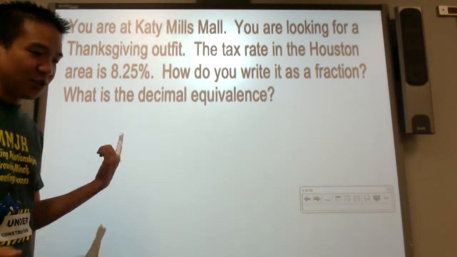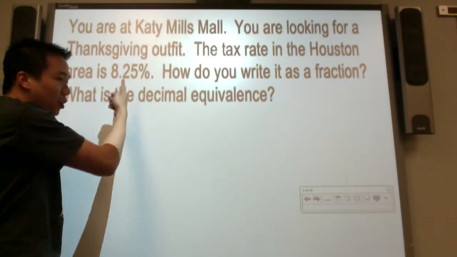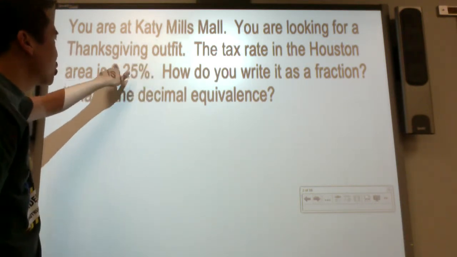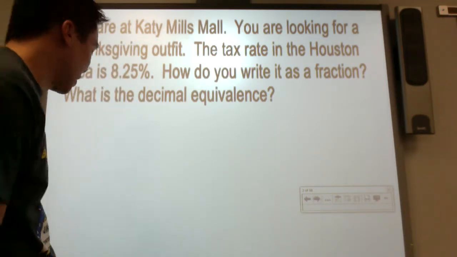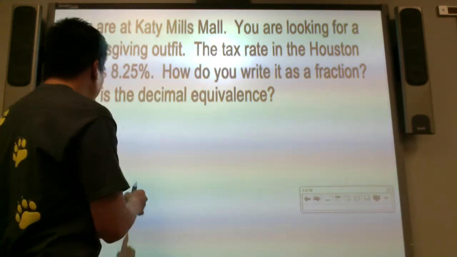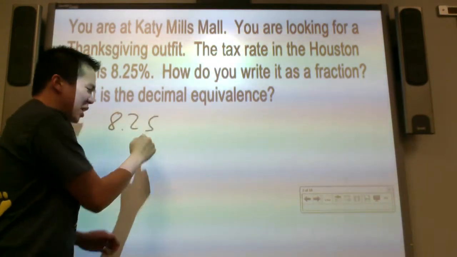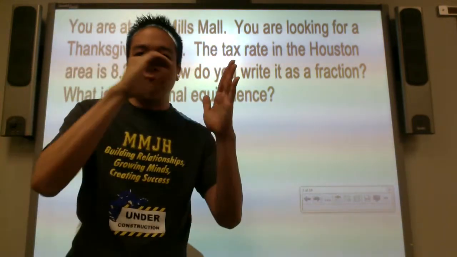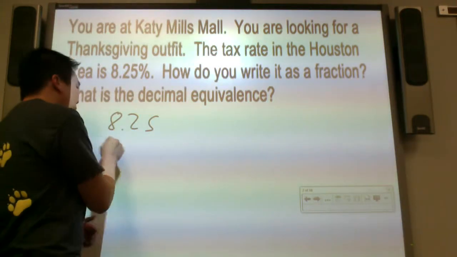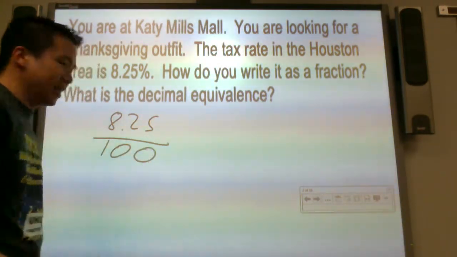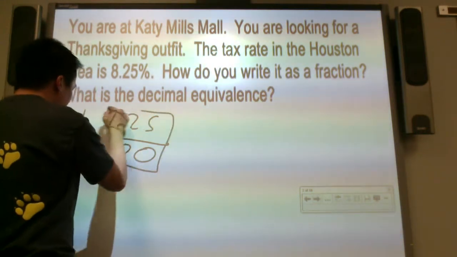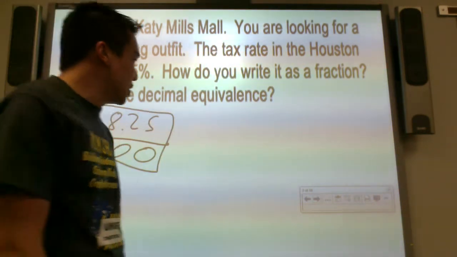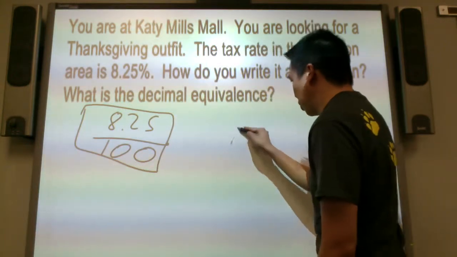Before you say this, because I know someone's going to say, but this is already a decimal. No, this is a percent. I would like to turn it into a decimal without the percent sign. So what do we know about percent again? Percent means per 100. It means out of 100. So we have a fraction right here. I would like to turn this into a decimal.